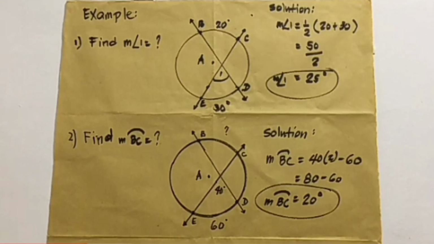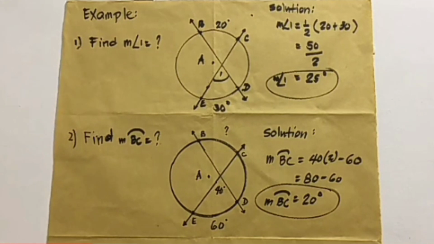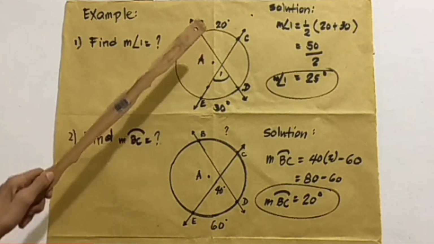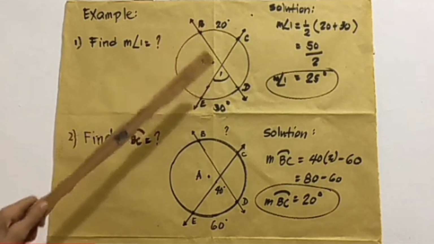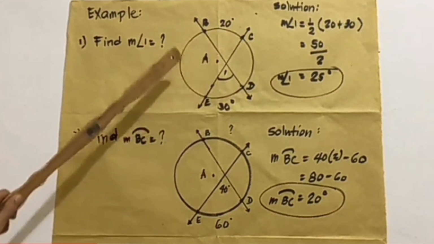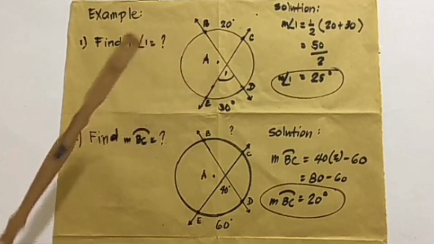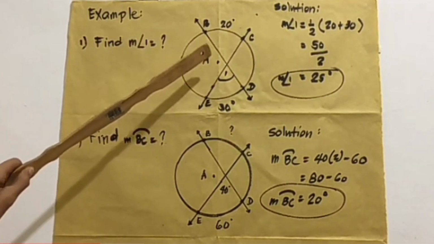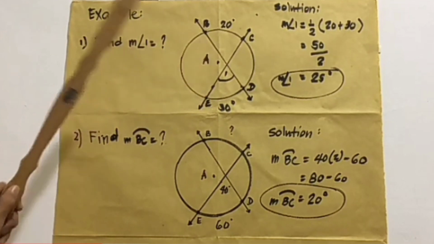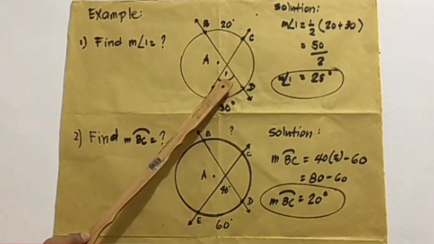Okay, we have example number 1 here to apply the formula. Find the measure of angle 1. First, we have to analyze the given figure, which is the circle and two secant lines intersecting each other and forming an angle inside the circle, not on the center. We're going to find the measure of this angle.